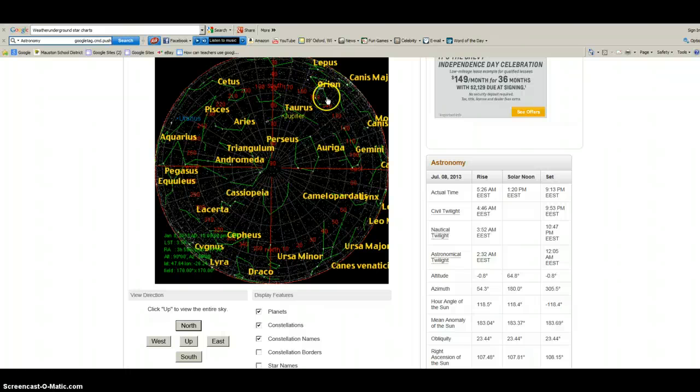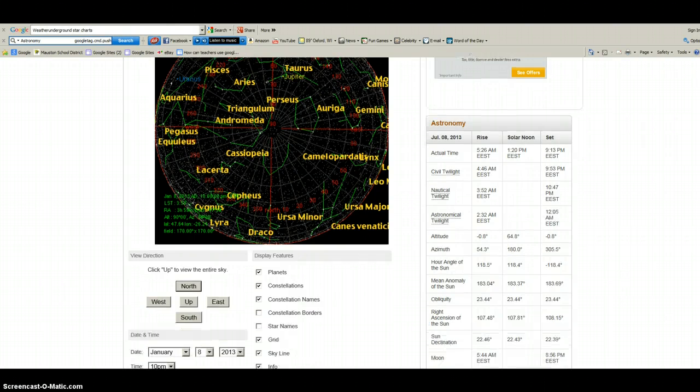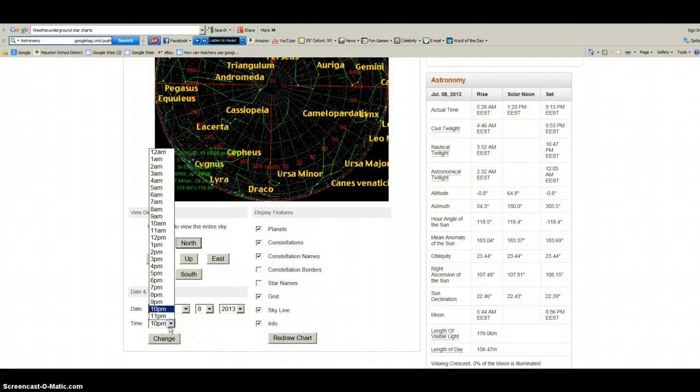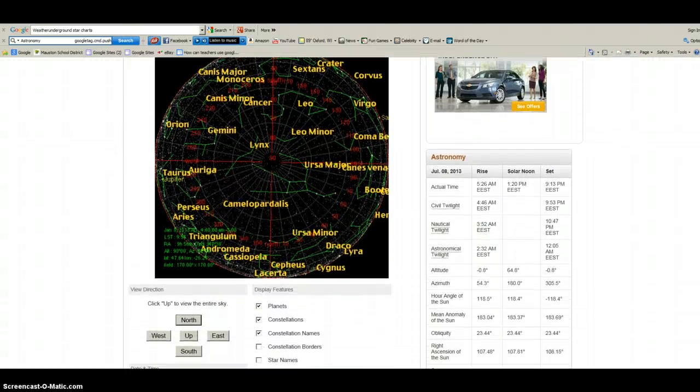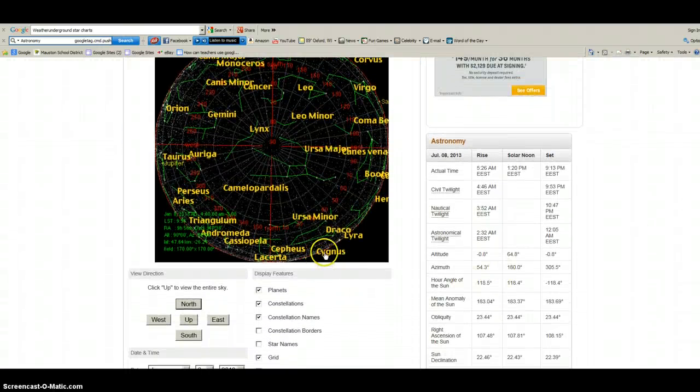There's Orion. Okay, let's see what happens when we go to 4 a.m. the previous morning. See where stuff is. Well, there's Cygnus way down there. There's Cepheus here. Cassiopeia is way down here. So things change in the sky depending upon the night. Here's Orion way over here. I'm not seeing any planets.